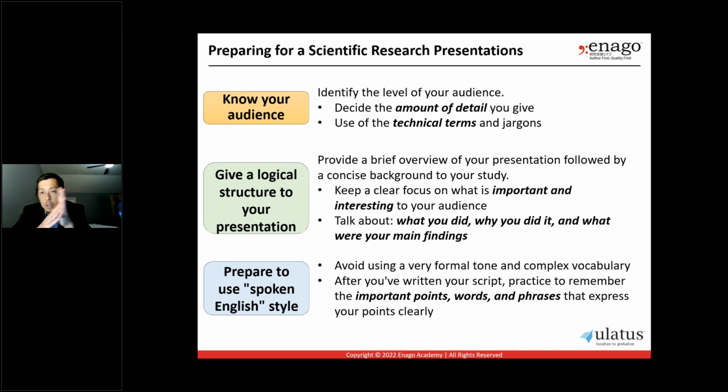Short, like I said, shorter sentences, simple English, right? Don't be too formal, and do not use too much complex vocabulary, right? And then after you've written your script, just practice. Don't try to memorize everything. Just try to memorize important points, words, or phrases, because you can work around them.